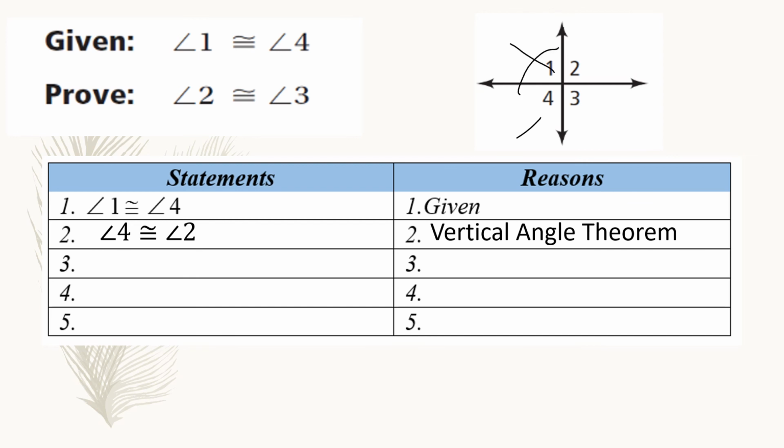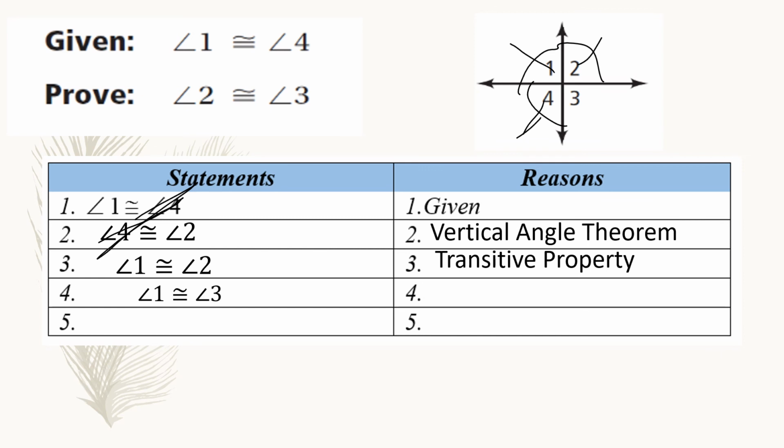So angle 1 is congruent to angle 4. Angle 4 is congruent to angle 2. I have these angle 4s here, so I could say that angle 1 is also congruent to angle 2. Then we need to end up with 2 and 3. So somehow I need to add this 3 in here. I can do angle 1 is congruent to angle 3 because of the vertical angle theorem. And then I can use transitive again to say that angle 2 is congruent to angle 3.